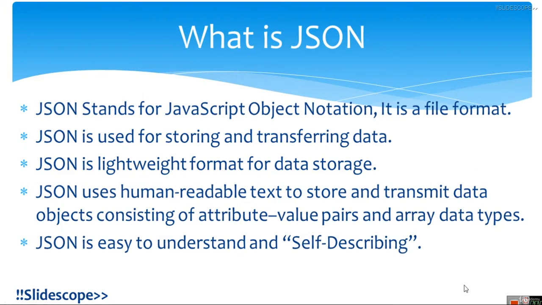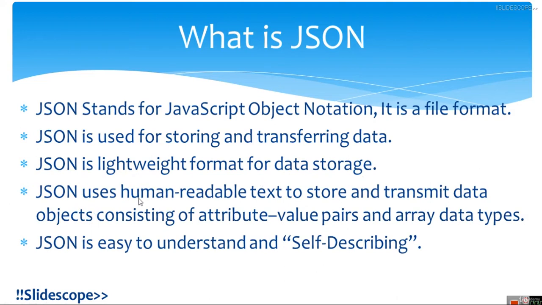In this chapter, you are going to learn about what is JSON. JSON stands for JavaScript Object Notation and it is a file format. JSON is used for storing and transferring data. Suppose you want to store or transfer structured data in a lightweight format. For that you can use JSON. That's why JSON is a lightweight format for data storage.